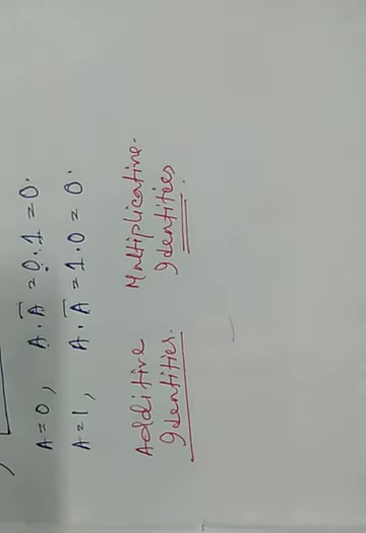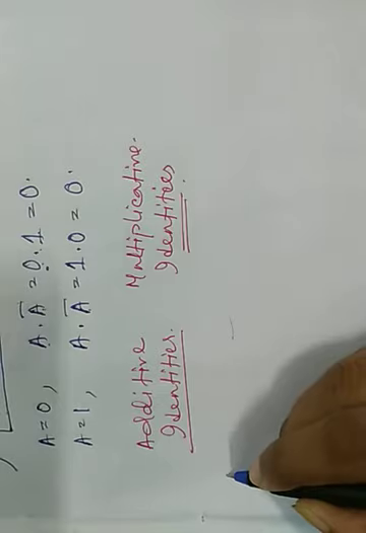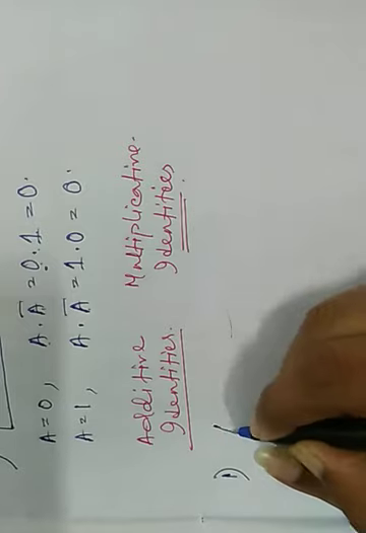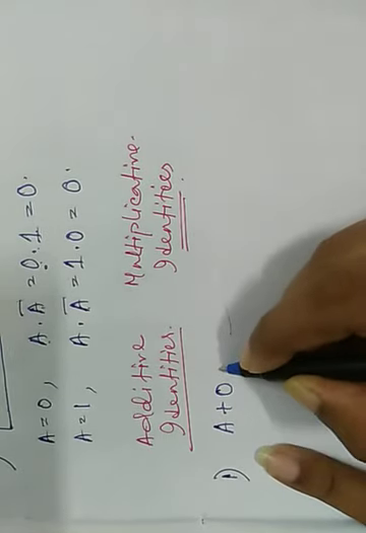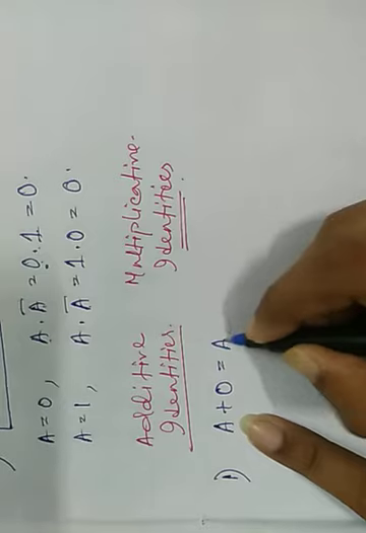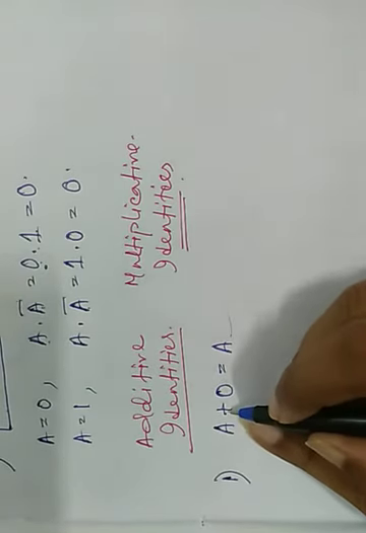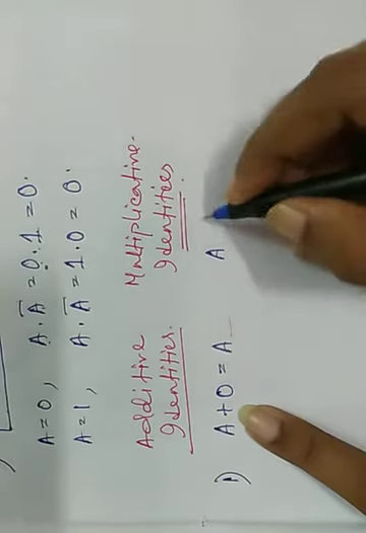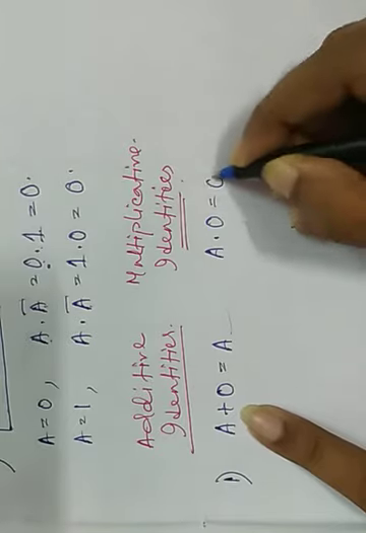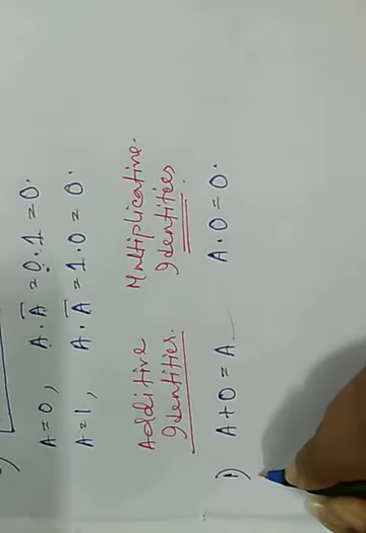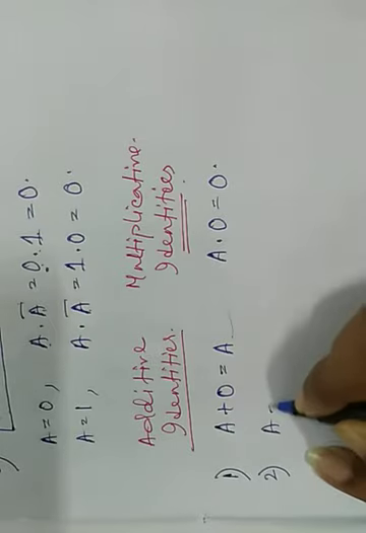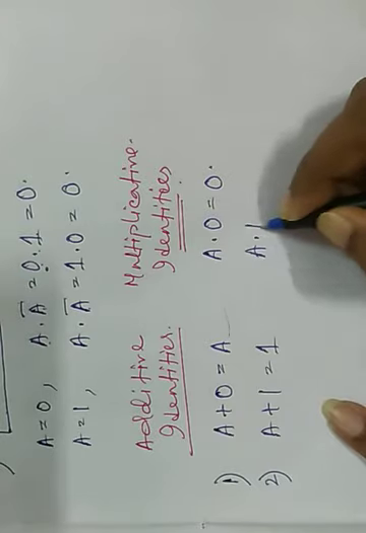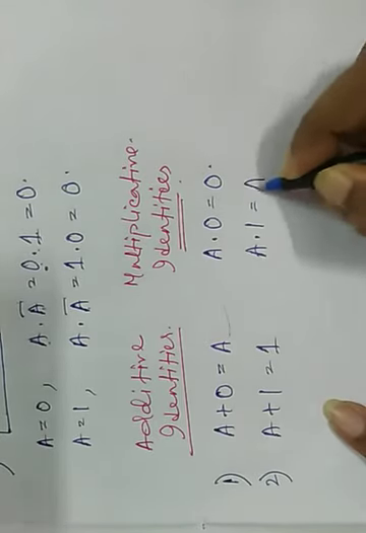Let us see what identities we get. For additive, our first identity was a plus 0 equals a. Just by changing the operation, the dot operation of a dot 0 is 0. Second, a plus 1 means 1, so a dot 1 equals a.